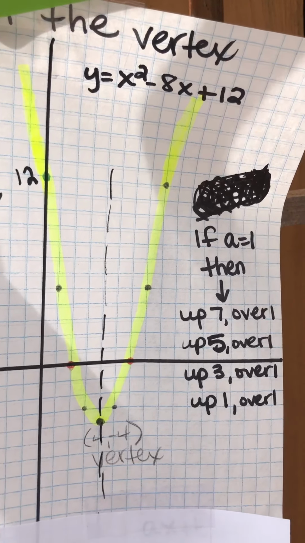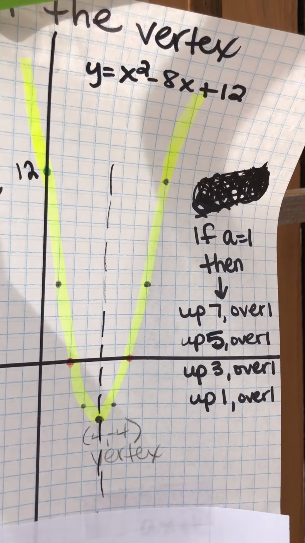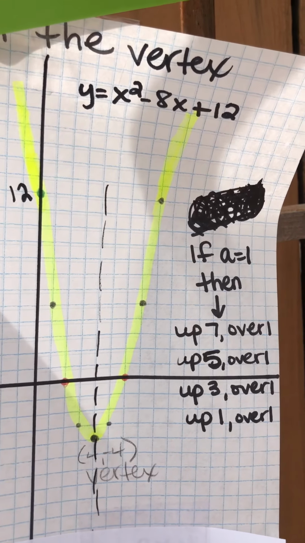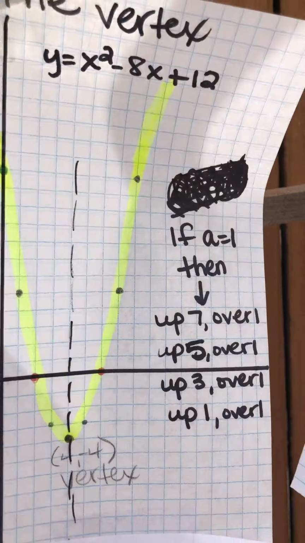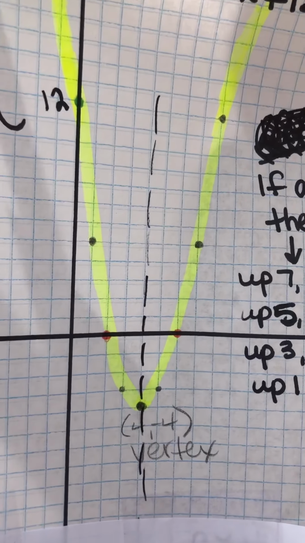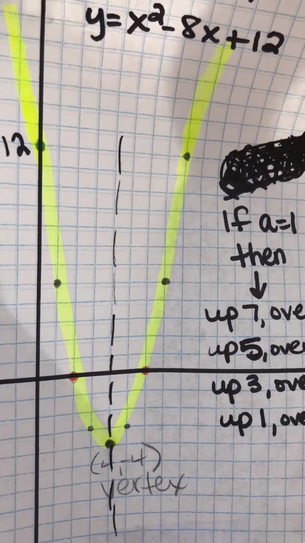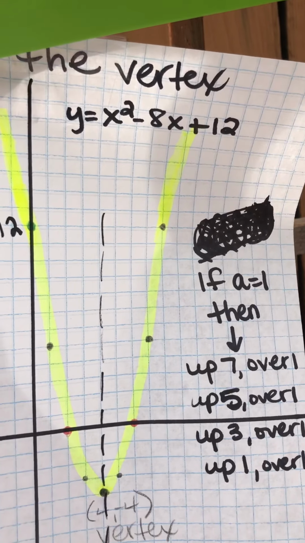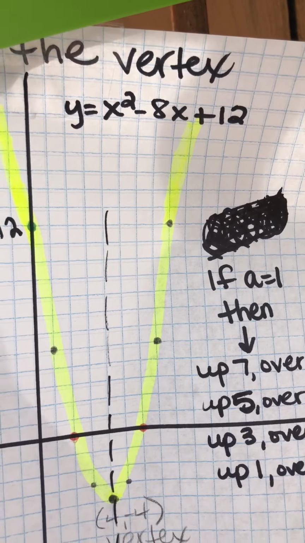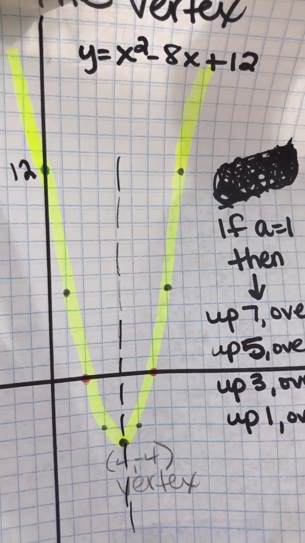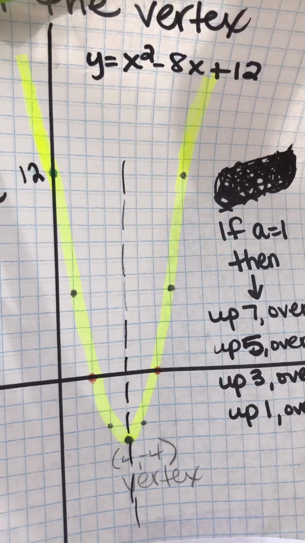And if a equals 1, then we're going to go up 1 over 1, up 3 over 1, up 5 over 1, up 7 over 1. Okay? How do we know that this is minimum? Well, we look up here at our original equation and we don't have a negative in front of the x. So we're going to start off minimum vertex and go up.